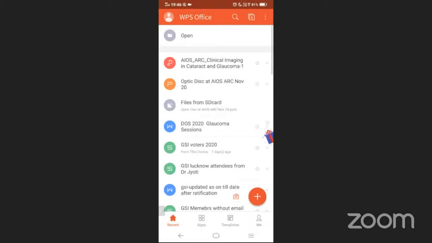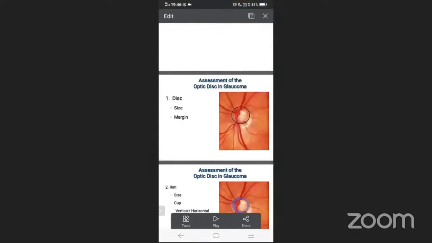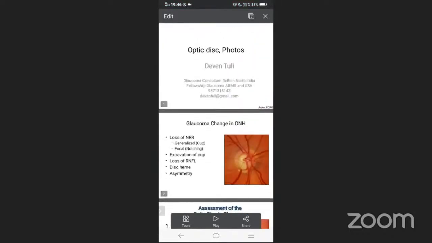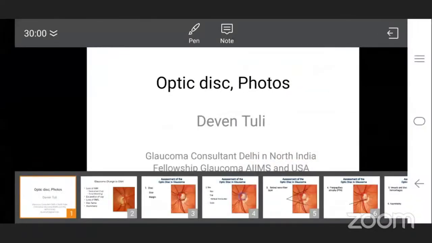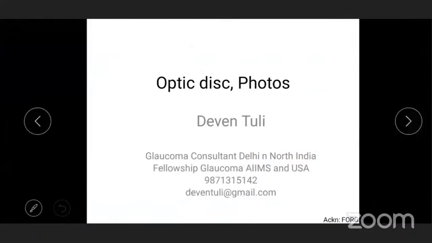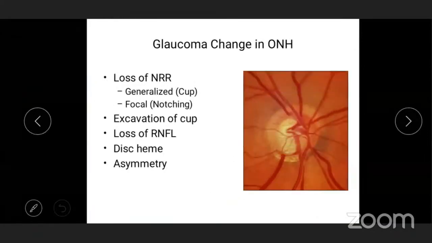So just wanted to say that the residents and mainly the courses for the residents have a habit of writing just the cup straight away. But that is not correct. If you ask me, the most important thing in the disc evaluation is the neuroretinal rim. So keep that in mind. It's the neuroretinal rim which is so important.